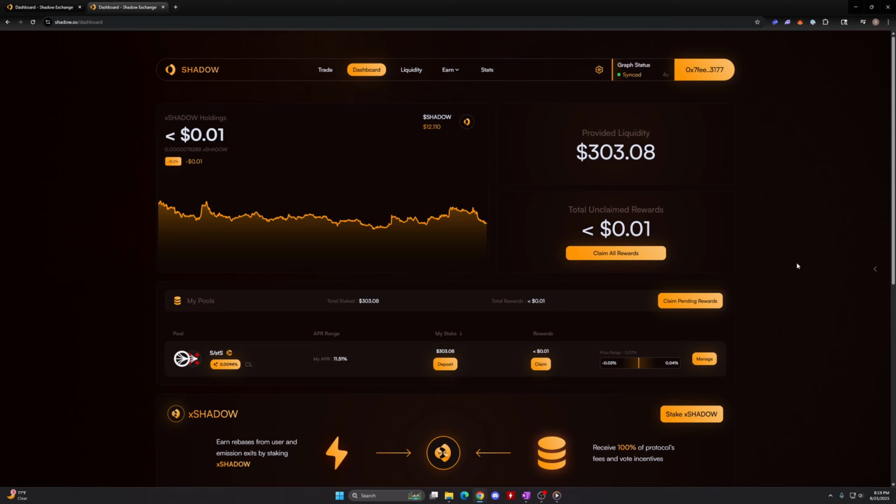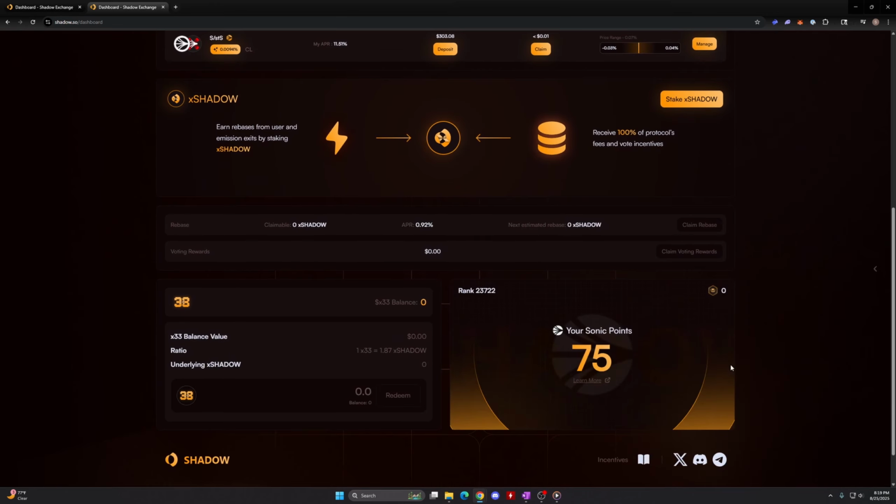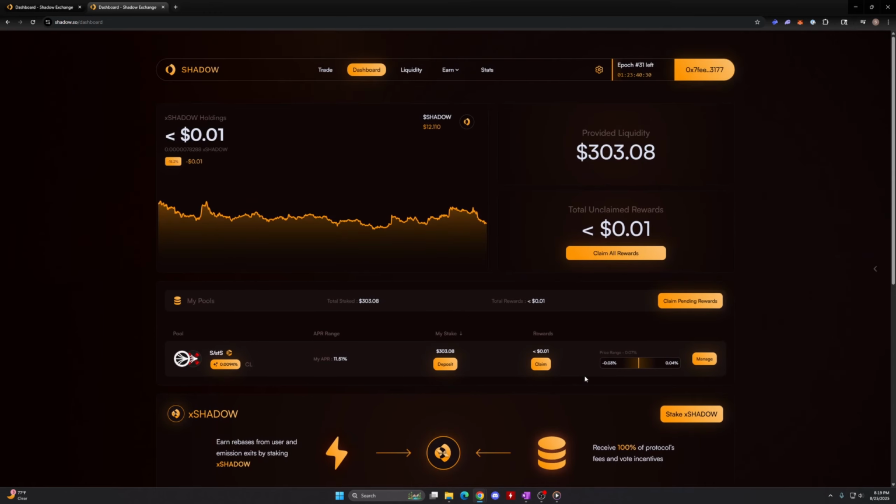But we're getting our yield from providing liquidity, and we're also getting those Sonic points. And the Sonic points will be right down here. Look, I already have 75 Sonic points in this wallet. I would check that maybe once a week or so. I'm not too sure how often that's updated, but you're going to go right here and look at it. And that's it, ladies and gentlemen.